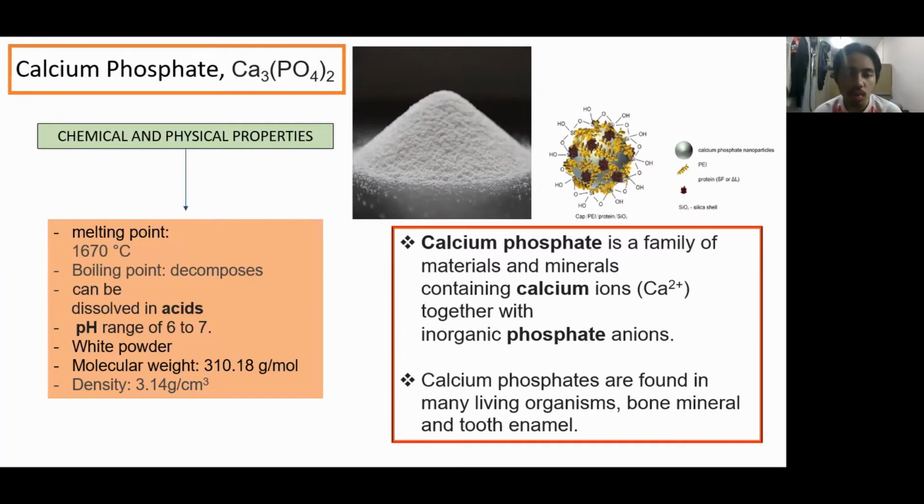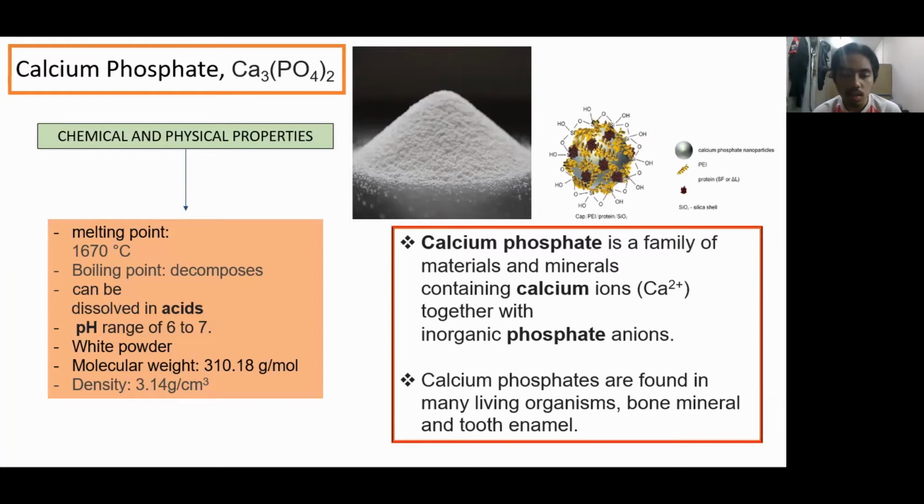First one is melting point. The melting point for calcium phosphate is 1670 degrees Celsius. And the boiling point for calcium phosphate is that it decomposes. The third one is calcium phosphate can be dissolved in acids but not in water. And the pH range for calcium phosphate is about 6 to 7, which means that calcium phosphate is an alkaline.